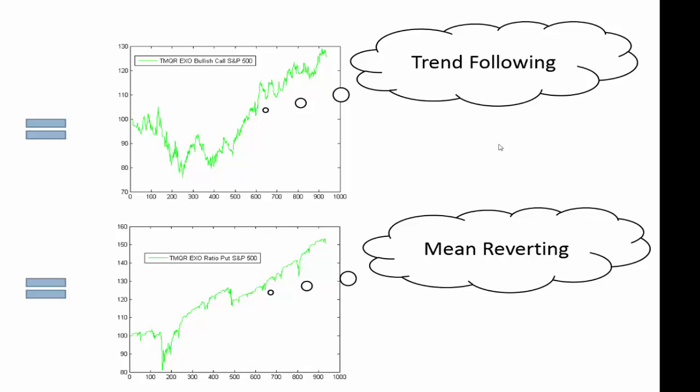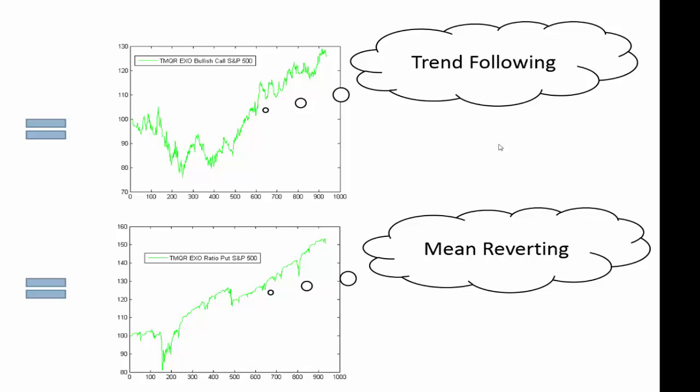So the ratio put is basically a bet which is similar to the concept of mean reverting. So why does this matter? Well, it seems that a strategy like trend following, which seems to have had some merit to it, but has sort of known weaknesses, could be augmented by adding a mean reverting component to it. And with the TMQR EXO index, you can systematically do that now.